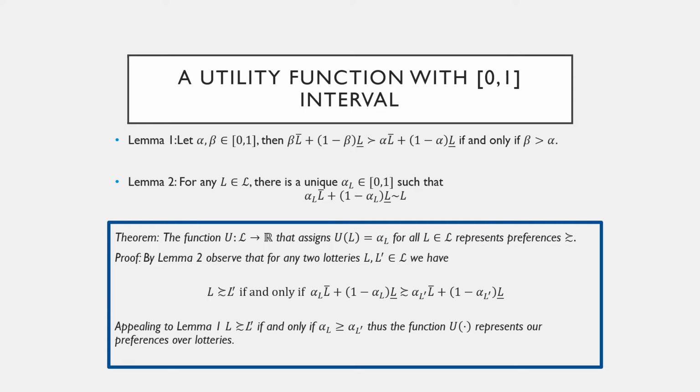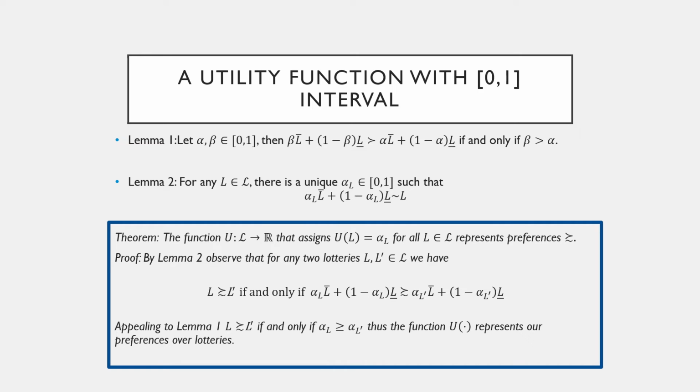You could span that whole space there, but even if you have a little bit of uncertainty in there, you could pull this through. This theorem that we're going to have together with these two lemmas states that there is a function u that assigns each alpha L for all lotteries in our lottery space. That's going to represent our preferences over lotteries.